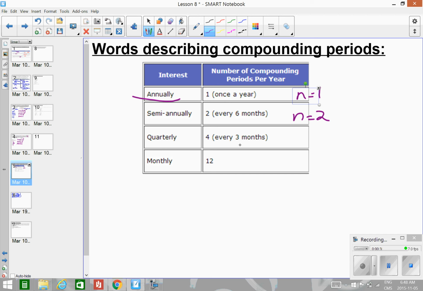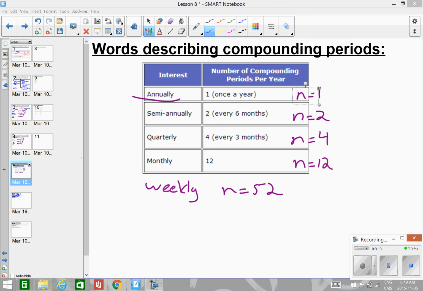Quarterly is every 3 months, or 4 times a year. So n would equal 4. And monthly, n would equal 12. And if you run into one that's weekly, which you probably won't, there's 52 weeks in a year, so n would equal 52.